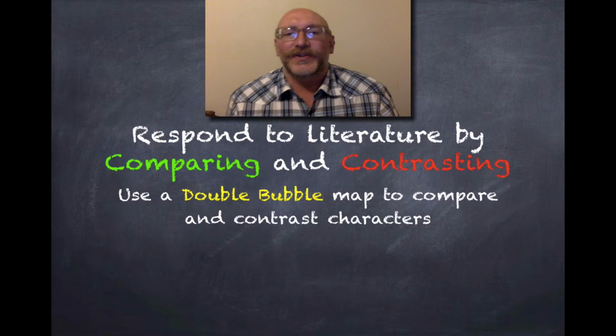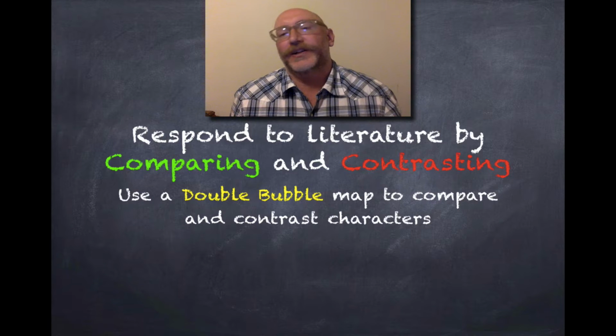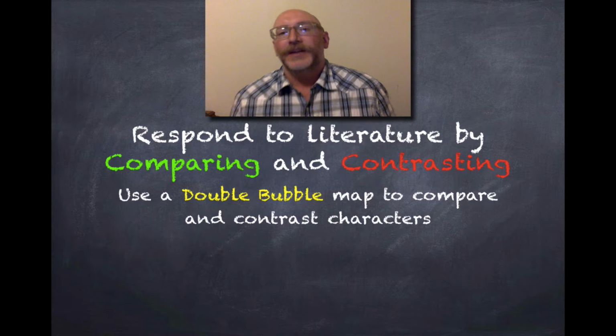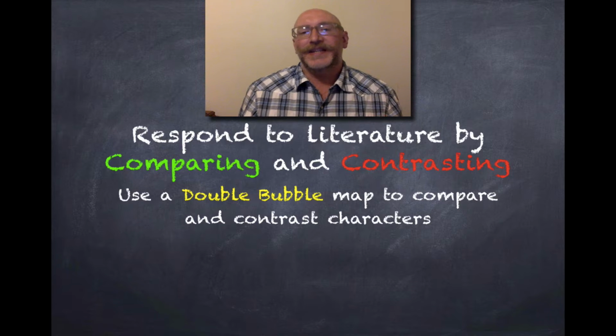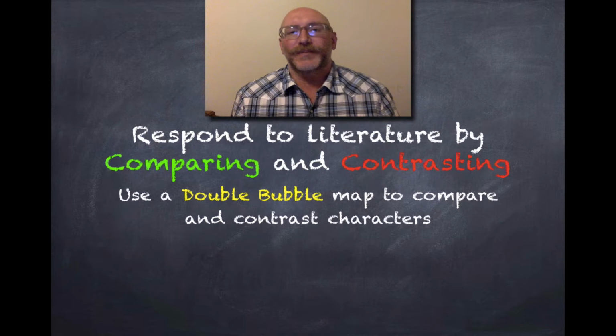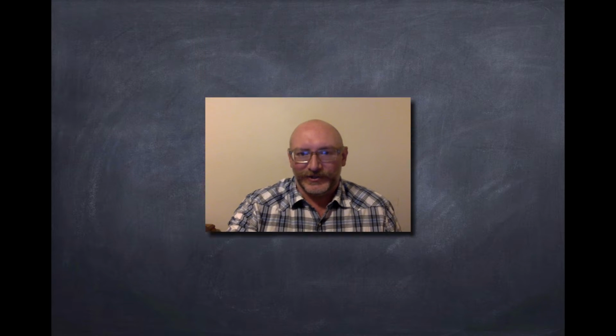Hey kids, so yesterday you learned how to compare and contrast using a double bubble map. Today we are going to take that one step further and we're going to respond to literature by comparing and contrasting two different characters. And the characters we're going to compare and contrast came right out of the book that we read earlier, Miss Nelson is Missing.